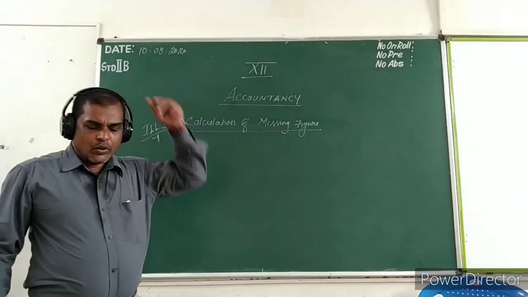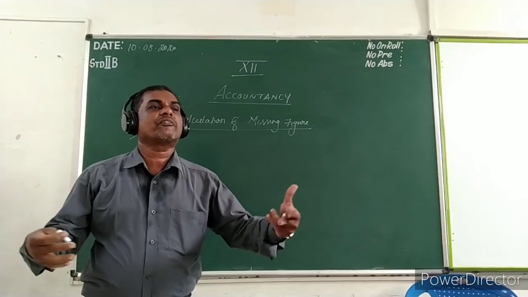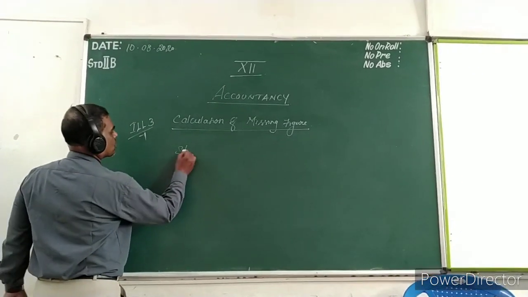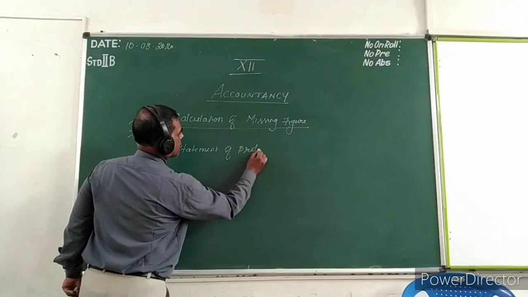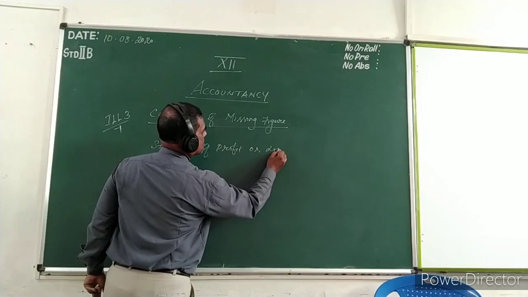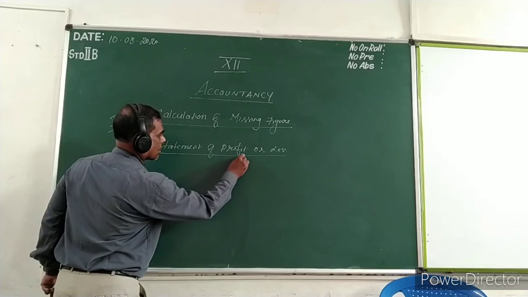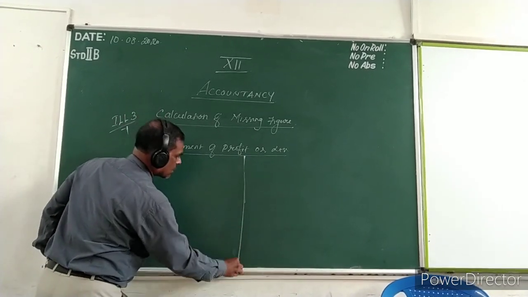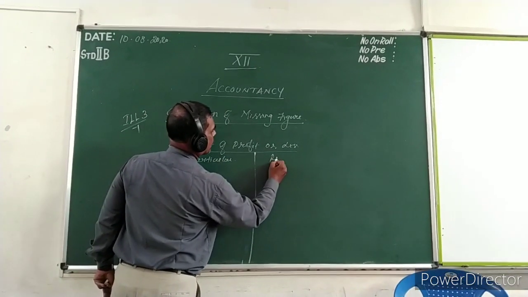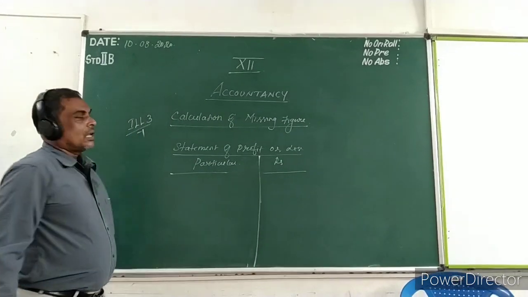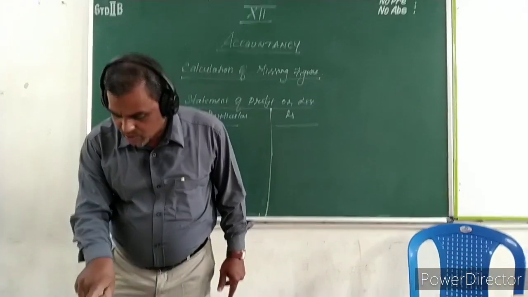Anyhow, we are going to calculate the missing figure only, but the format is the same. What is the name of the format? Statement of profit or loss. The same statement only we have to use. This is particulars. This is amount in rupees. As per the format, what is the first item? Closing capital. Here the closing capital is rupees 1,90,000.